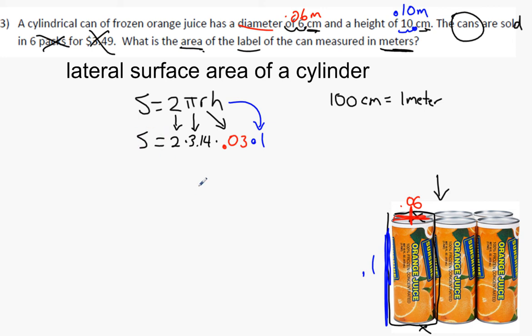And when we work this out, we'll get a relatively small number because we'll change this to meters, and 1 square meter is actually pretty big, and this label is not big at all. So this actually comes out to, when you put in your calculator, 0.01884 meters. And areas in 2 dimensions, that is meters squared.